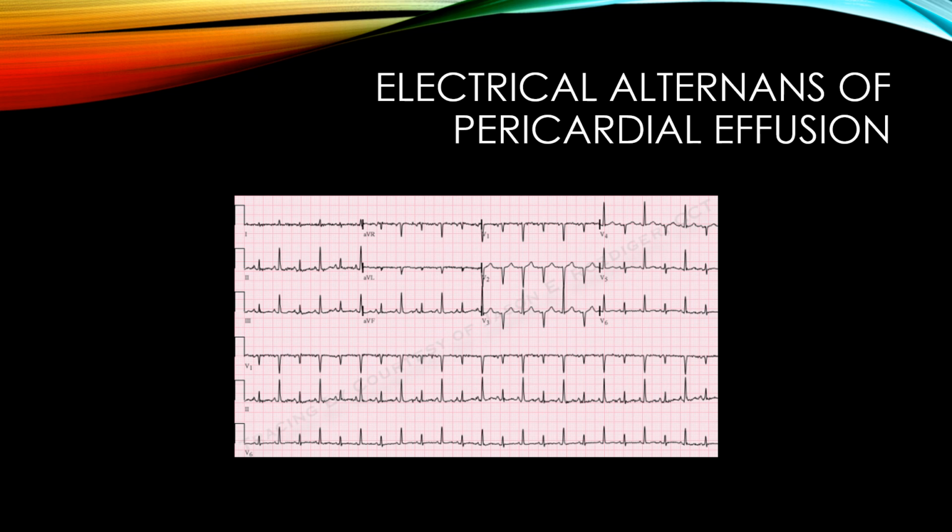So here's an example of electrical alternans. As you can see here, as it alternates one to the next, the amplitude changes back and forth, back and forth. And that can be indicative of a very large pericardial effusion.